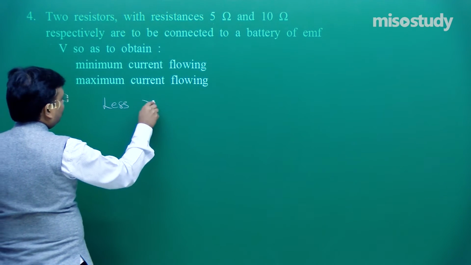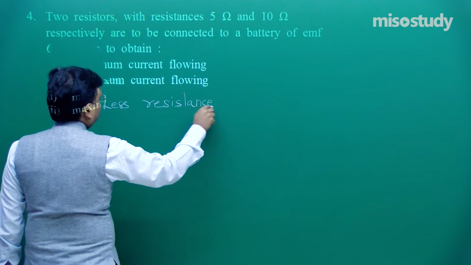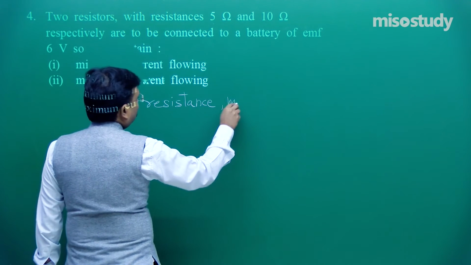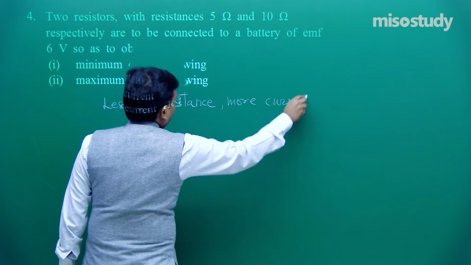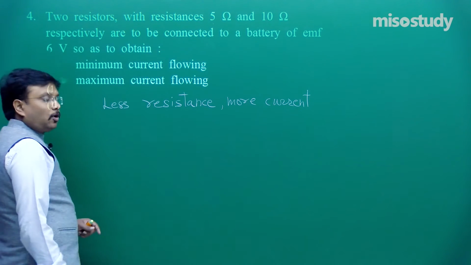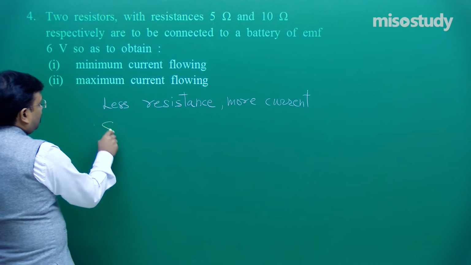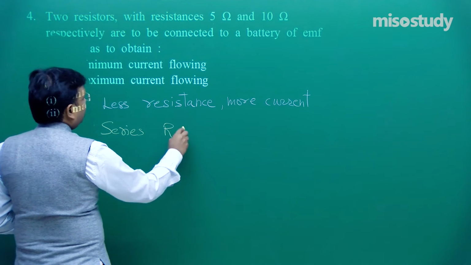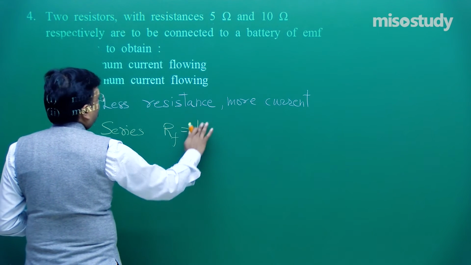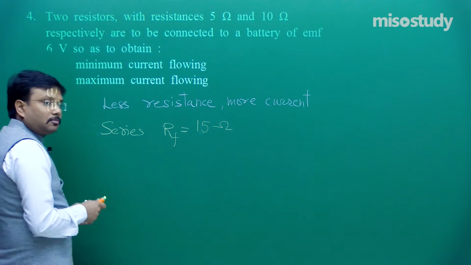So, the answer is: less resistance, more current. This is the success mantra for this chapter. Now, series: R final is equal to 10 plus 5 is equal to 15 ohm.